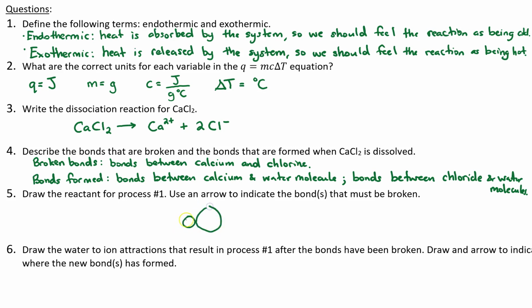And if we remember the structure, cations are smaller than anions. So the small one is calcium, and the bigger ones are chlorine. So the bonds that must be broken would be the ones between calcium and chlorine, and there are 2 bonds there. One bond here and the other bond there. So 2 arrows.